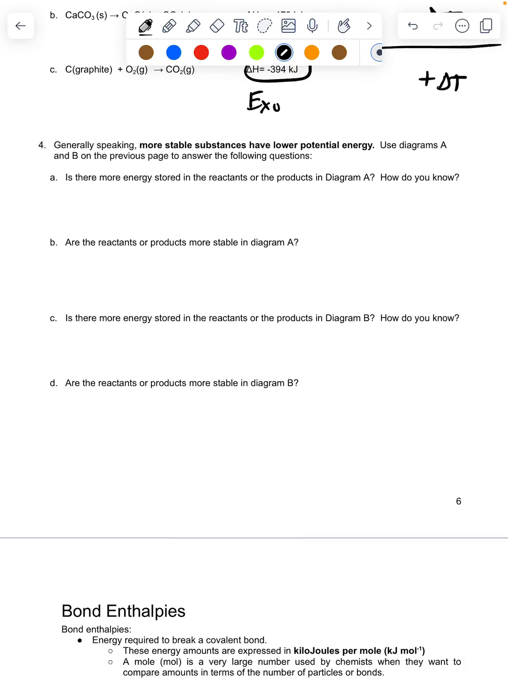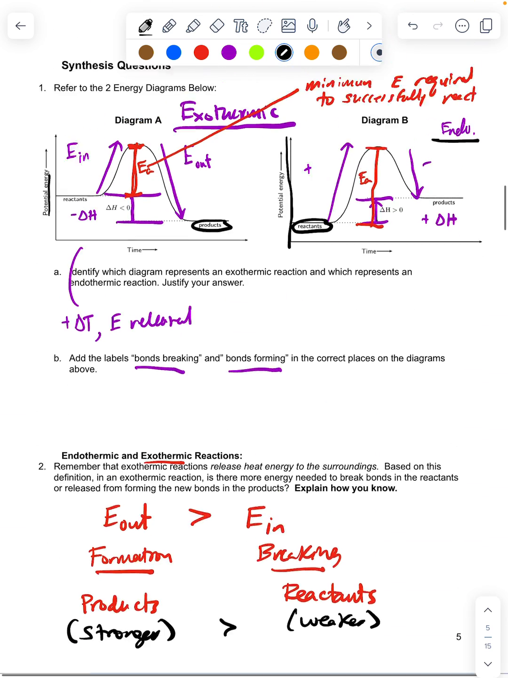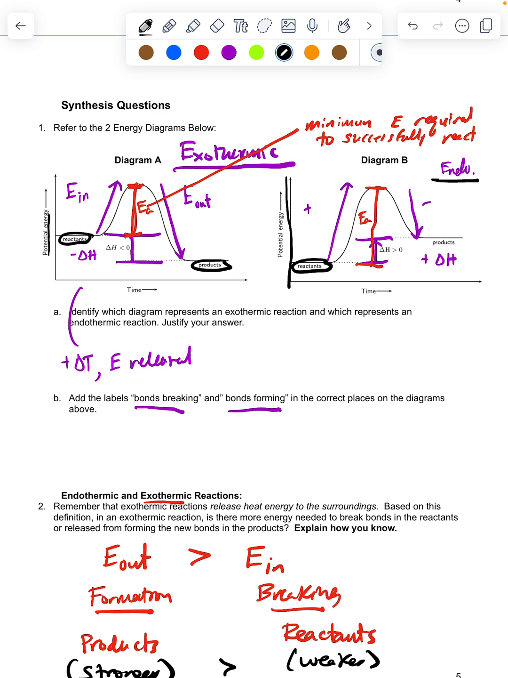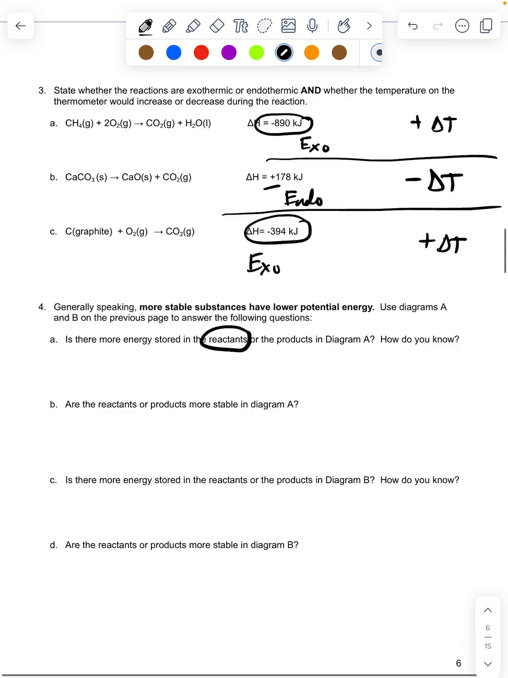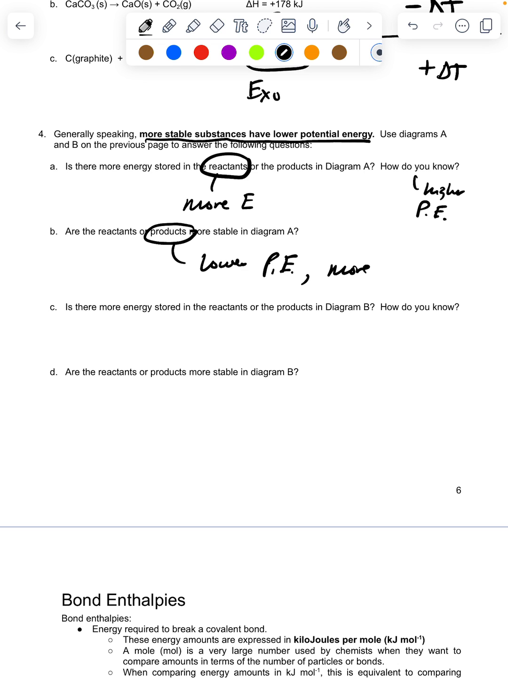Is there more energy stored in the reactants or the products in diagram A? There's more energy in the reactants. If we look again at that diagram, the reactants are up here and the products are down lower because there's been a net energy release. So in an exothermic reaction, the reactants have more energy, and I can see that they have a higher potential energy on that diagram. So what's more stable? Well, up here it says more stable substances have lower potential energy. So the products have lower potential energy and therefore they are more stable.